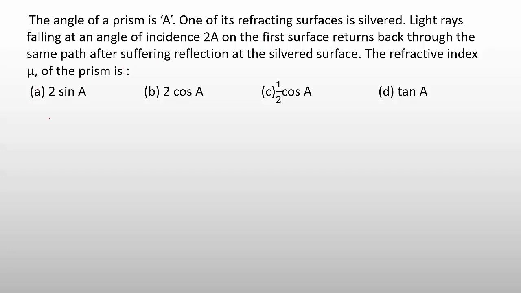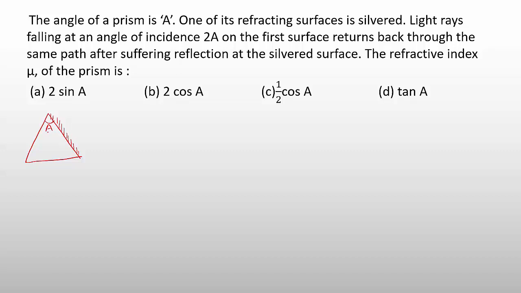See here, I am going to consider the principal section of the prism. Angle of prism is the angle between any two refracting surfaces, that is A. According to this problem, one of its refracting surfaces is silvered. So if one surface is silvered, then this will become a mirror, because one surface is optical and the other surface will become opaque because it is covered with silver color.